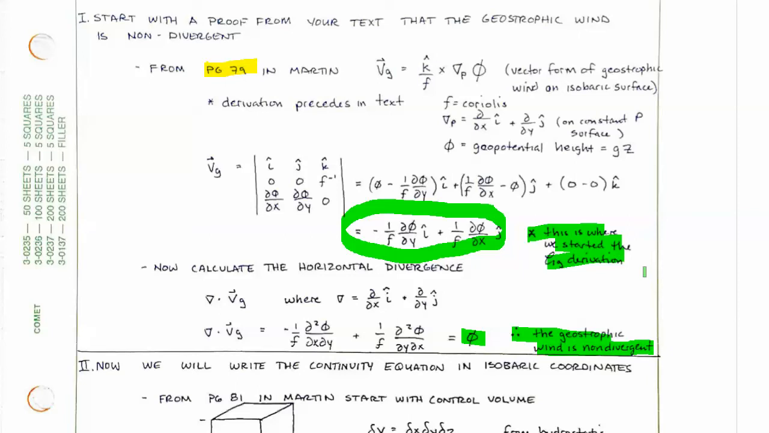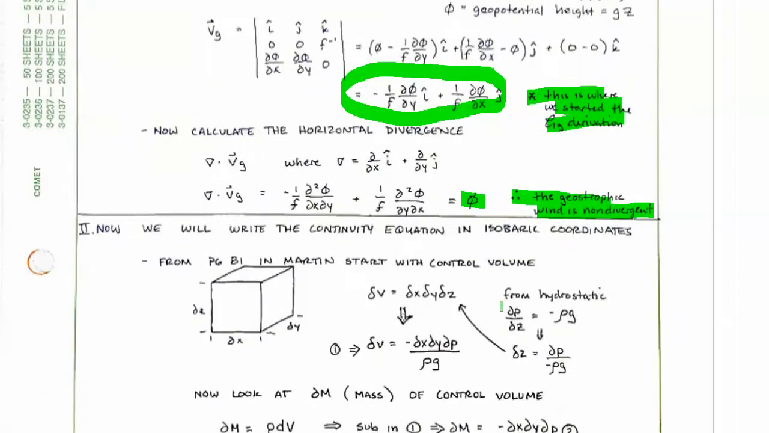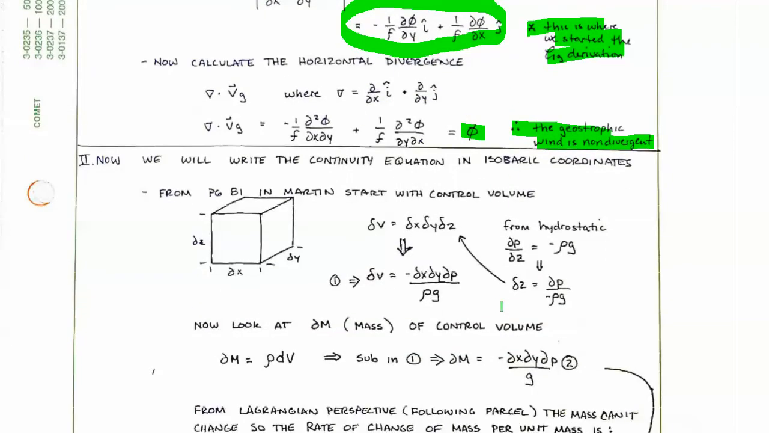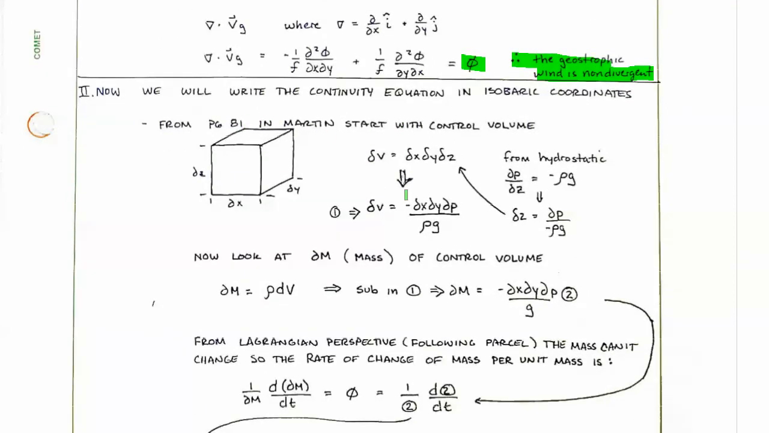Okay, so that's step 1. Just remember that. Geostrophic wind is non-divergent. And we'll hit it again soon. So step number 2. Now let's write the continuity equation in isobaric coordinates also. So in order to do that, we again turn to our text, and this is starting from page 81 in your text. It kind of goes through this derivation also, but I'm going to step you through.